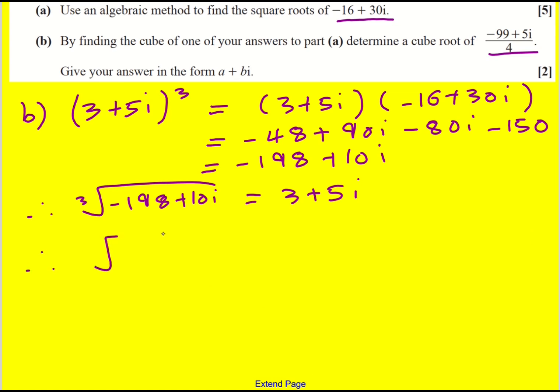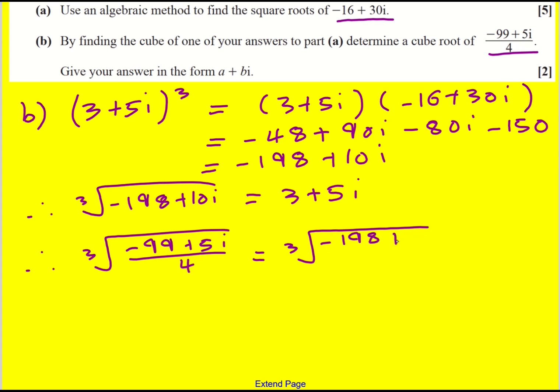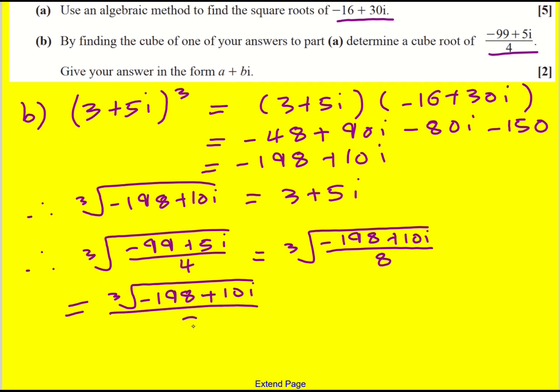And therefore, the cube root of minus 99 plus 5i over 4. Well, I can first of all times the top and the bottom by 2 to give me that. I've got the same thing now, minus 198 plus 10i, but it's all over 8. And I can use similar things you would do with surds. I can actually just do the cube root of the top divided by the cube root of the bottom. And the cube root of the bottom is simply going to be 2, which means my final answer will be 3 over 2 plus 5 over 2 i.